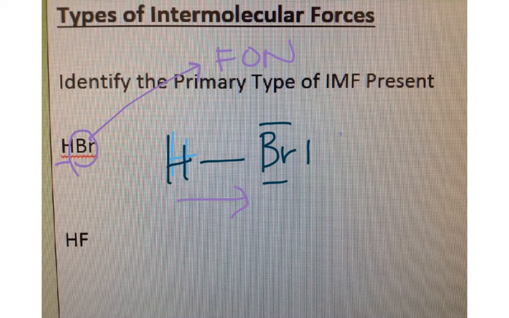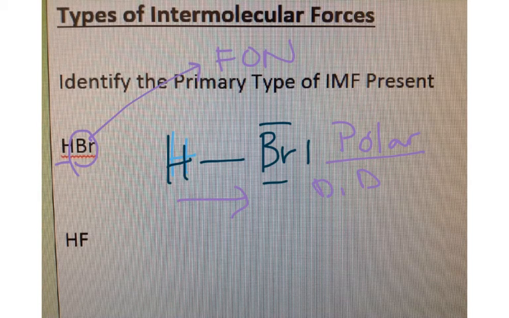Because it is polar, it is going to have an IMF, or intermolecular force, equal to the dipole-dipole. So I'm just going to write DD, dipole-dipole. You should write it out. All right, so the first one is dipole-dipole because HBr is a polar molecule, so it will exhibit those dipole-dipole forces. On the other hand, let's look at HF, the next one.